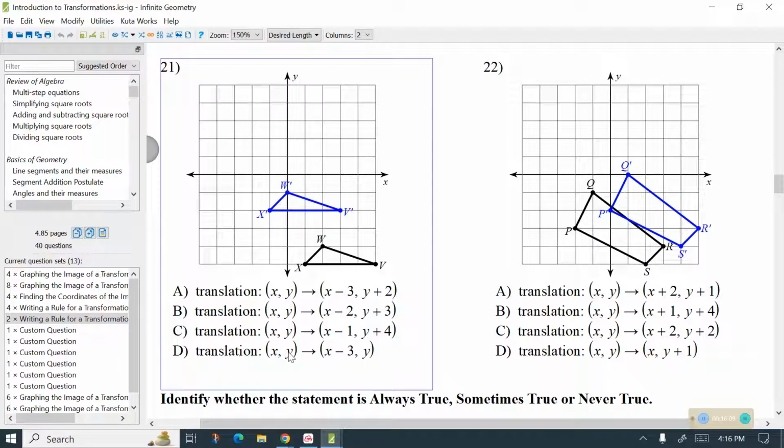D says that Y turns into Y, which means that it doesn't go up at all. It goes up 0 units, but we can see that it definitely goes up. So that means the answer can't be D.